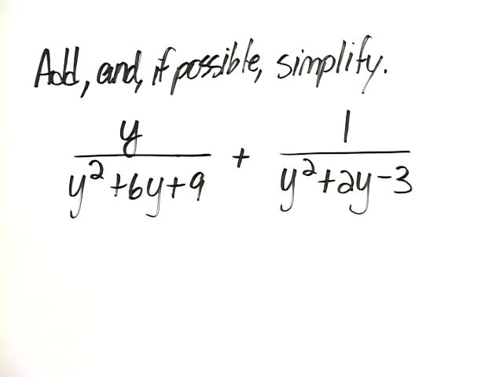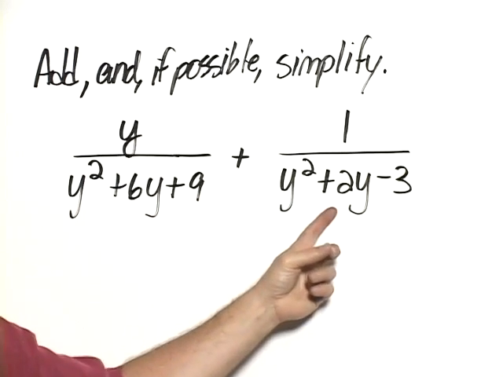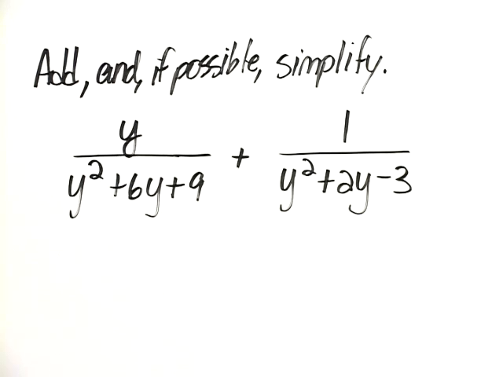Add, and if possible, simplify. y over y squared plus 6y plus 9, plus 1 over y squared plus 2y minus 3. To be able to add the two rational expressions, the denominators must be the same. We need to find the least common denominator.